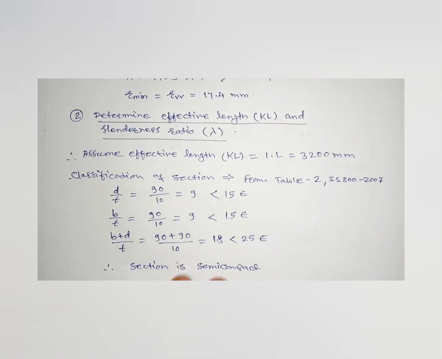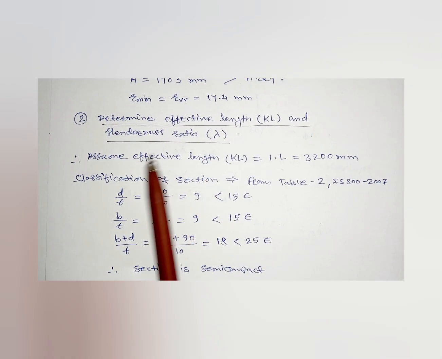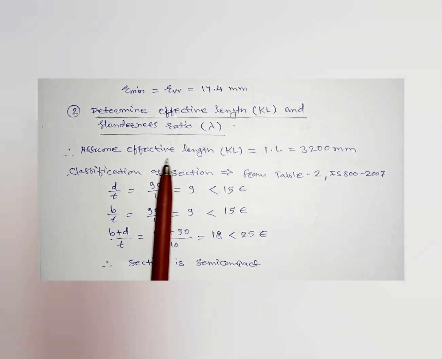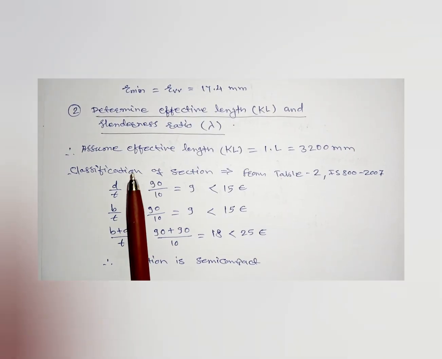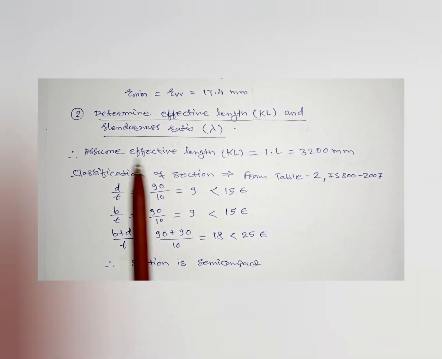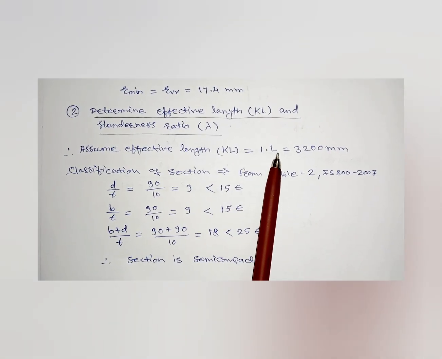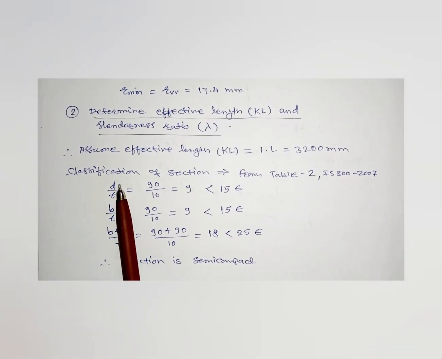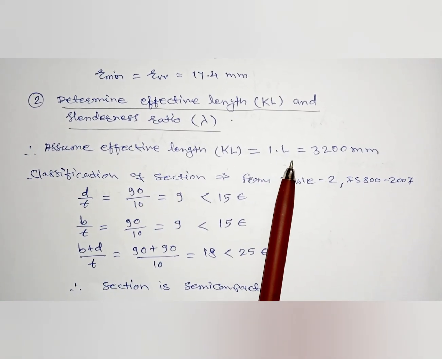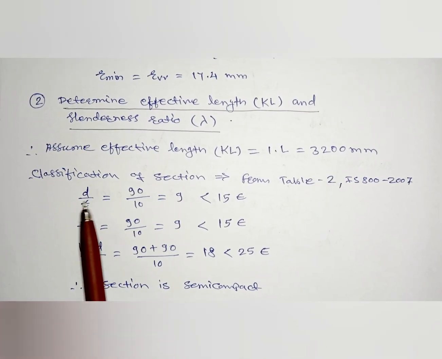So our next step is to determine the effective length and slenderness ratio. In the numerical it is given that the unsupported length is 3.2 meter. We have to convert it into mm, 3200 mm. We are assuming that the effective length KL is equal to 1 L, that is the length given in the numerical, 3.2 meter.